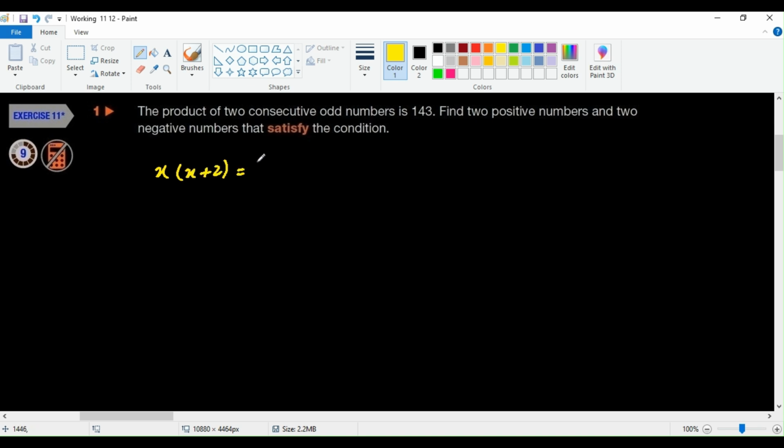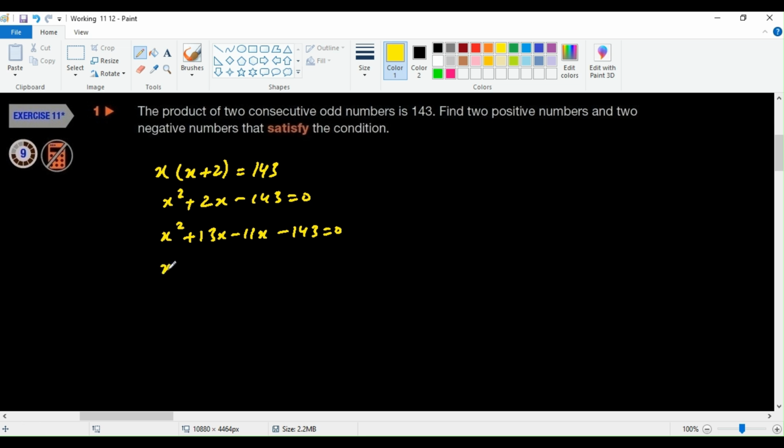When these two are multiplied together, it's giving us 143. Let's see what those two numbers are. Once we simplify this, it's going to give us x square plus 2x equals 143. Bringing this 143 back to the left hand side is going to give us negative 143. Now here we need two numbers, 11 and 13. These are the two numbers that give us 143. That means plus 13x minus 11x is going to give us a plus 2x and minus 143.